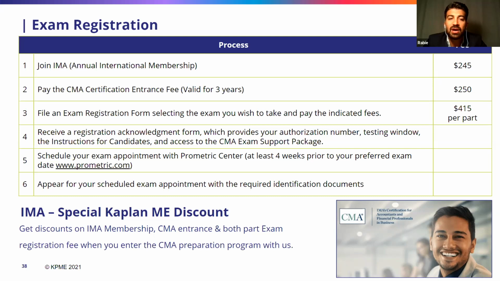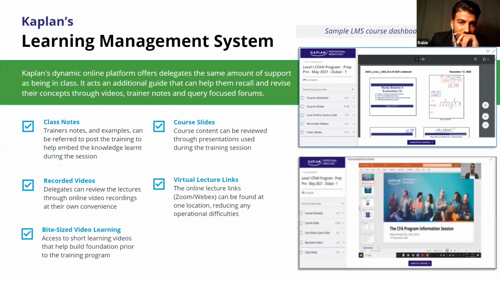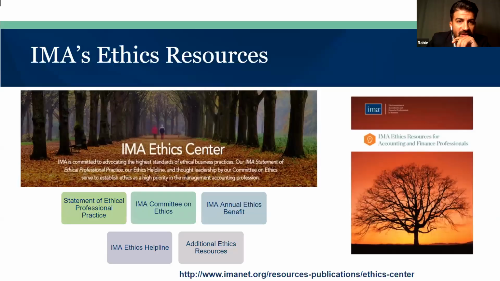However, since Kaplan are our approved provider, they have a special, tailored discount, where the price will go down from 1,325 to $840. We are talking about a 50% discount on the first 2, membership and CMA entrance, and we are giving $115 off each exam part. That is for Kaplan Genesis, as Kaplan is our approved course provider. I will go back to my slides.